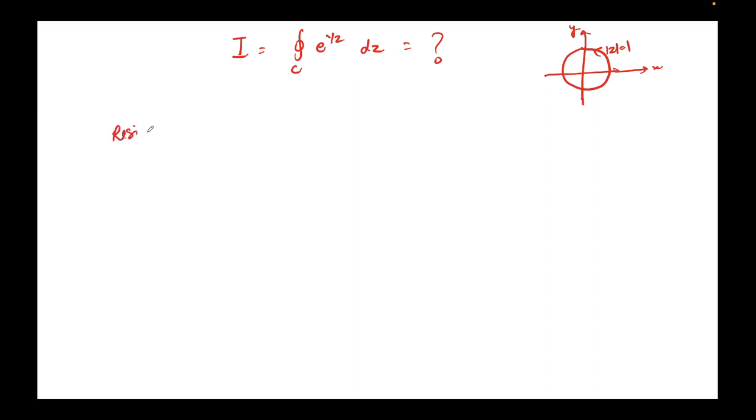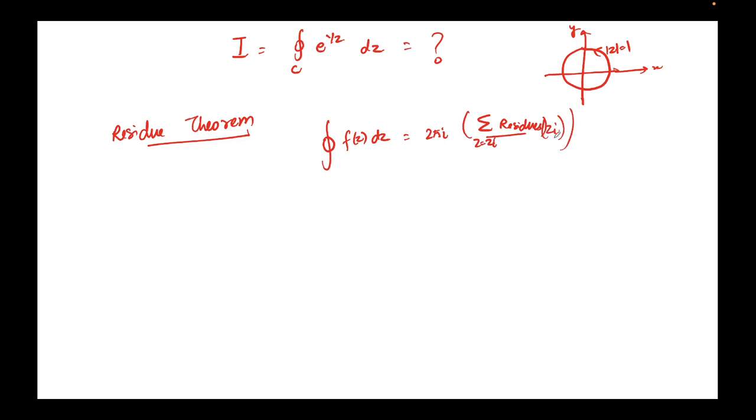there's something called the residue theorem. It says that the integral of a function over any closed loop is equal to 2 pi i sigma residues. So we try to find something called a residue. Why sigma? Because there may be many points. So z equal to z_i. So residues at z_i. So we try to find the residues at these specific points called z_i's.